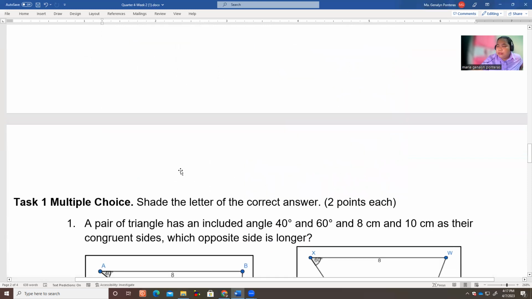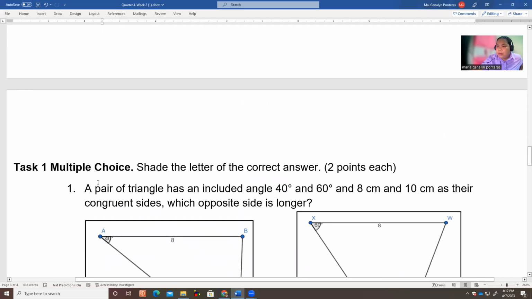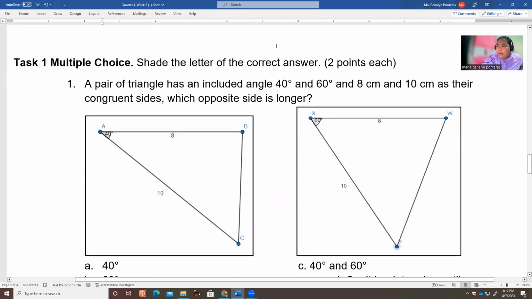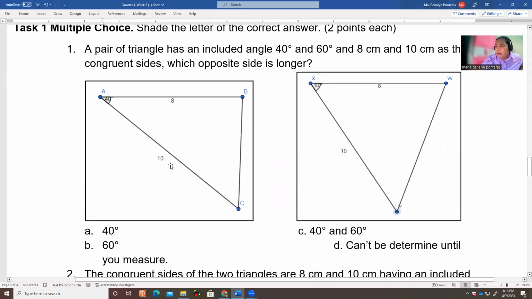Let's have this one. For our multiple choice, shade the letter of the correct answer. So a pair of triangles has an included angle of 40 and 60, with 8 cm and 10 cm as their congruent sides. Which opposite side is longer? The 60 degrees, letter B, or the angle X. Which opposite side is longer?